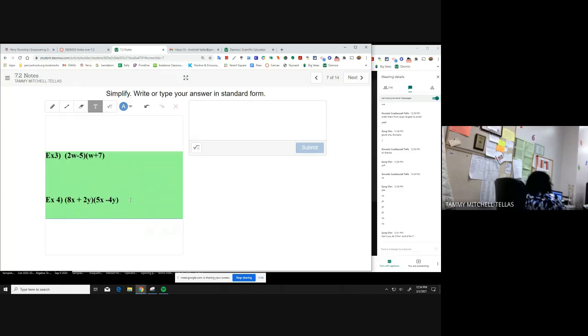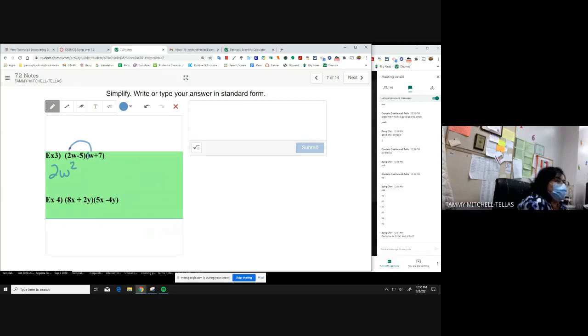Doesn't look like anybody's actually writing it. No, it is. Zach is. All right, so look, guys, some of you are confused about the first step. So 2w times w would be 2w to the second power, because there's a 1 right here. 2 times 1 is 2. W times w is w to the second.